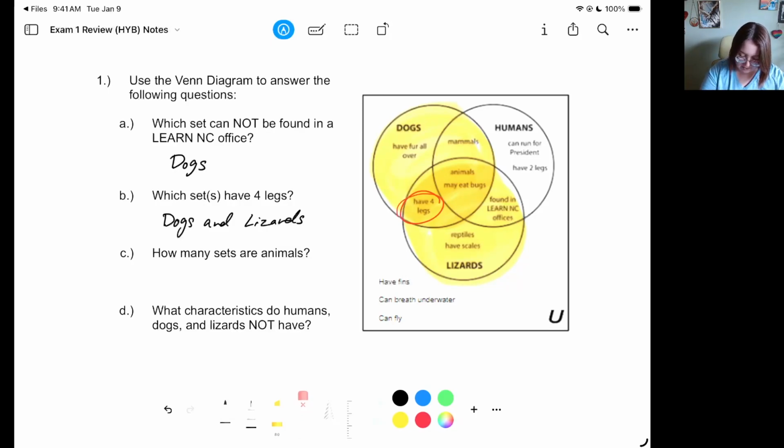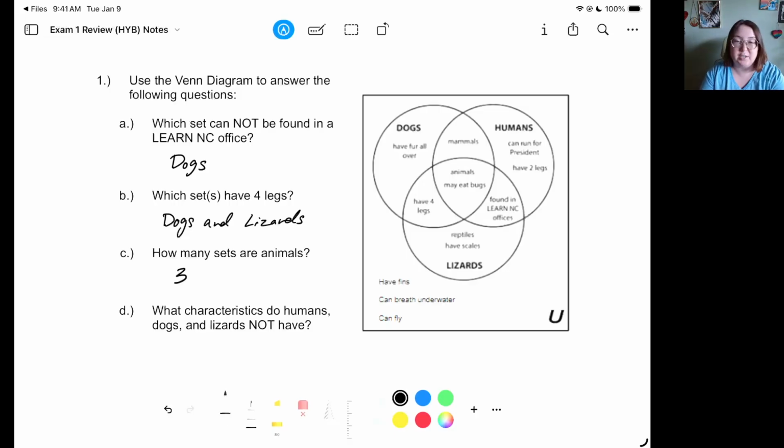All right, then how many sets are animals? So we have that characteristic there, animals, right there in the center. The one in the center typically means that all sets contain that. We do see that, yes, dogs are animals. Animals are contained within the set of dogs. Lizards are also animals. Animals are contained in the set of lizards. And also humans. Humans are also considered animals, also contained in the set of animals. So how many sets are animals? Just be all 3. So we have all 3 sets are animals.